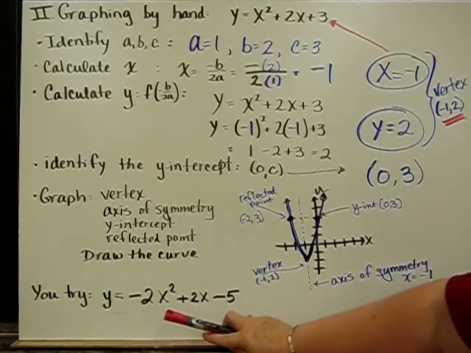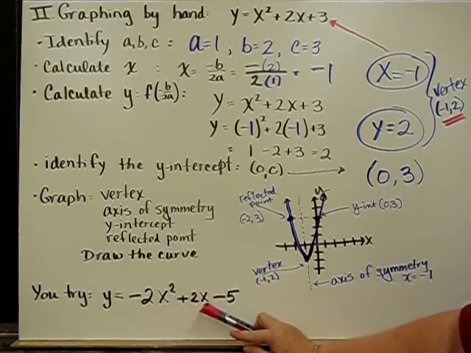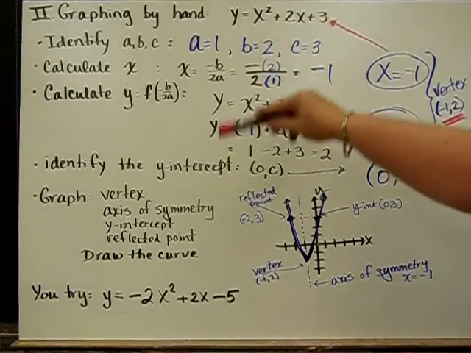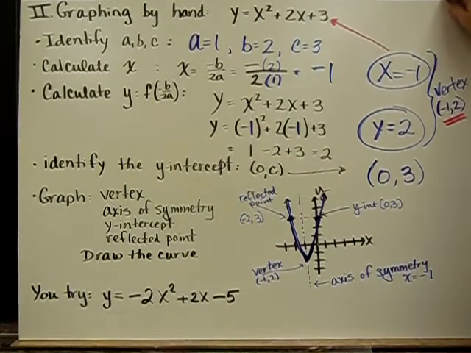So now you try this one. y equals negative 2x squared plus 2x minus 5. So pause the video, go through these steps, and then start the video again to see the answer.